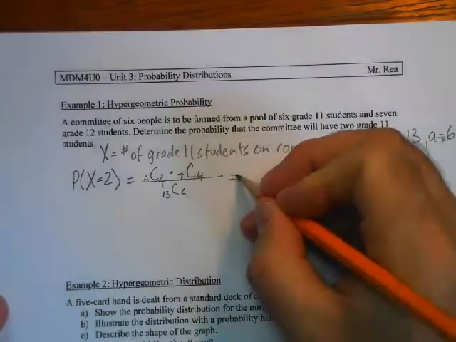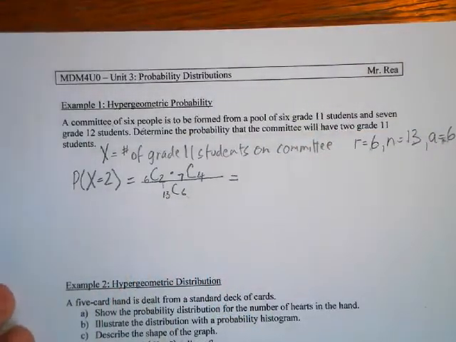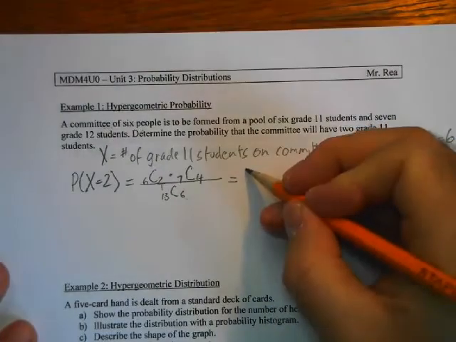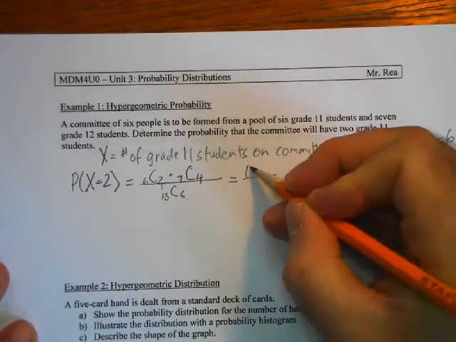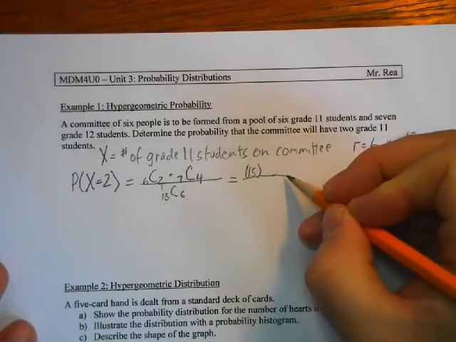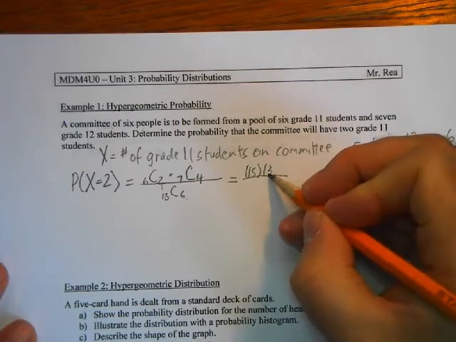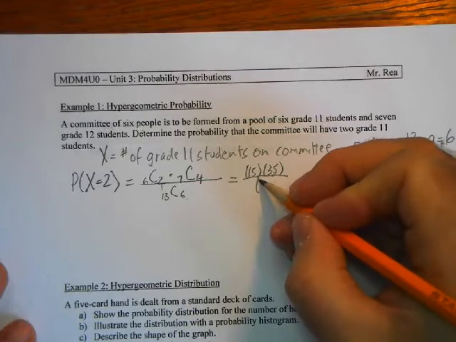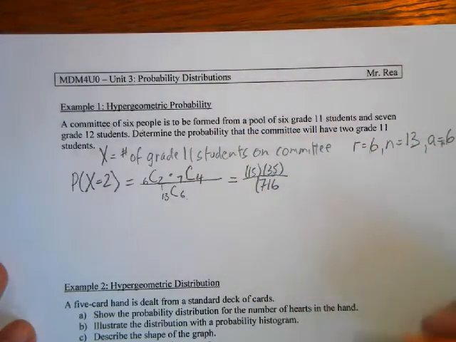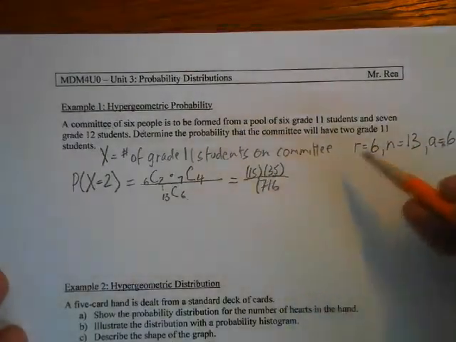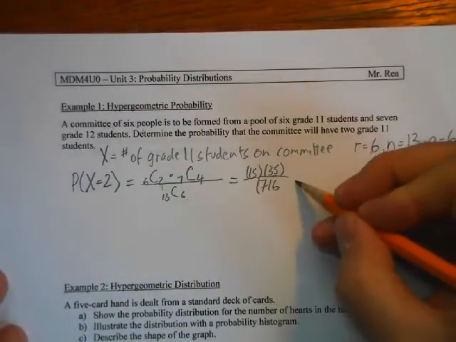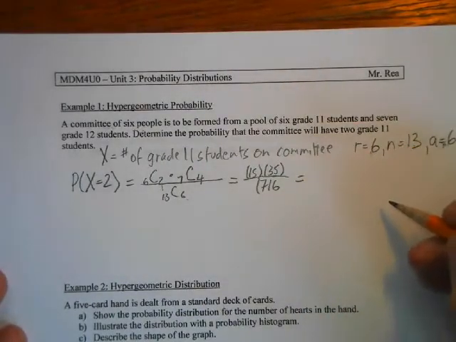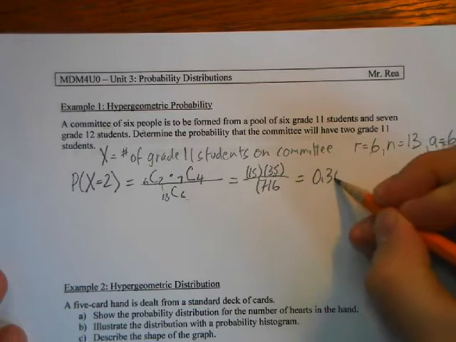And for this example only, I will actually do each combination separately. So it's going to be 15 times 35 over 1716. Okay, so you do the multiplication and division, and you get 0.3059.